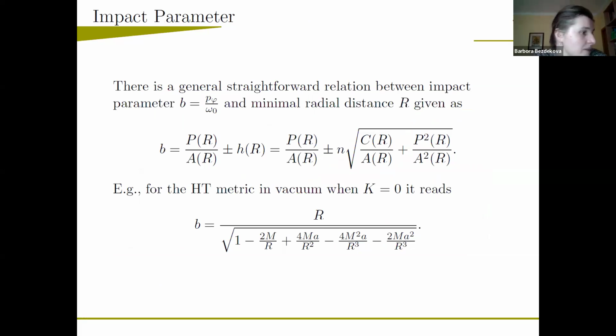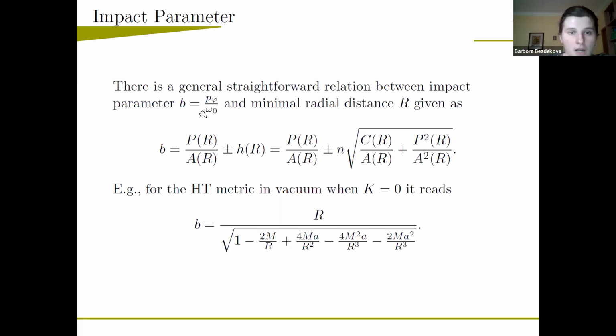And just one small comment I wanted to make: I also mentioned this ratio of P phi over omega naught. This ratio corresponds, at least in this formalism and for these choices of metric, to the impact parameter. It is good because this parameter is coordinate independent, and the deflection angle, when done as a series in some leading terms, is usually expressed in terms of this impact parameter because it is very convenient. But if you want to do that, you have to find the relationship between the impact parameter and the minimal radial distance, capital R.